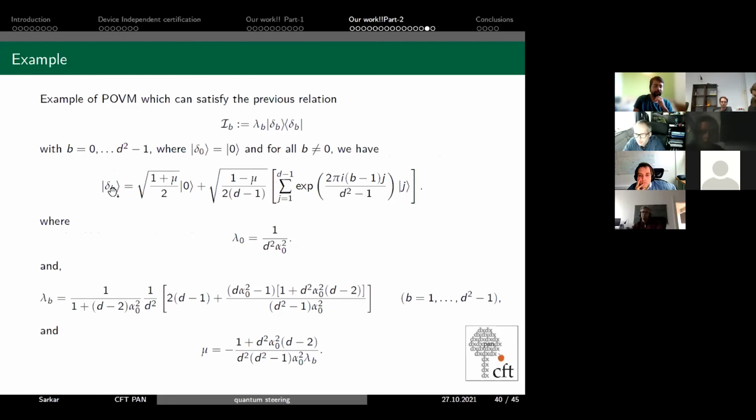An example of this would be like this, which we constructed for any dimension. It's a bit complicated, but at the end of the day, it's just some coefficients with some projectors.